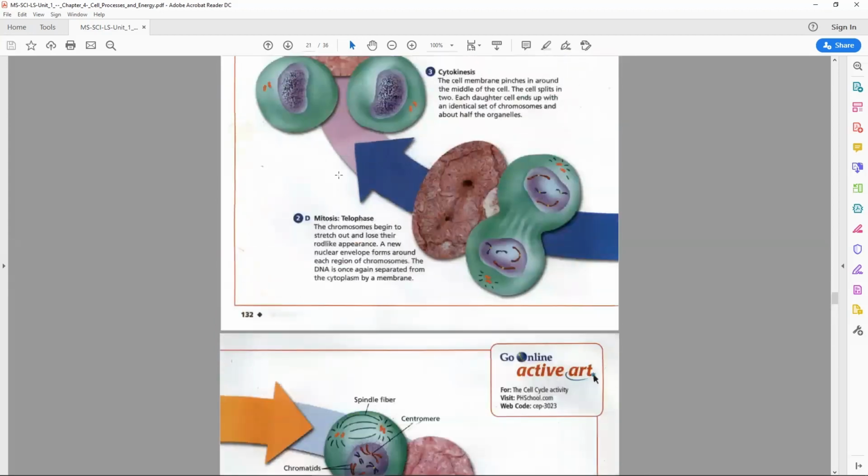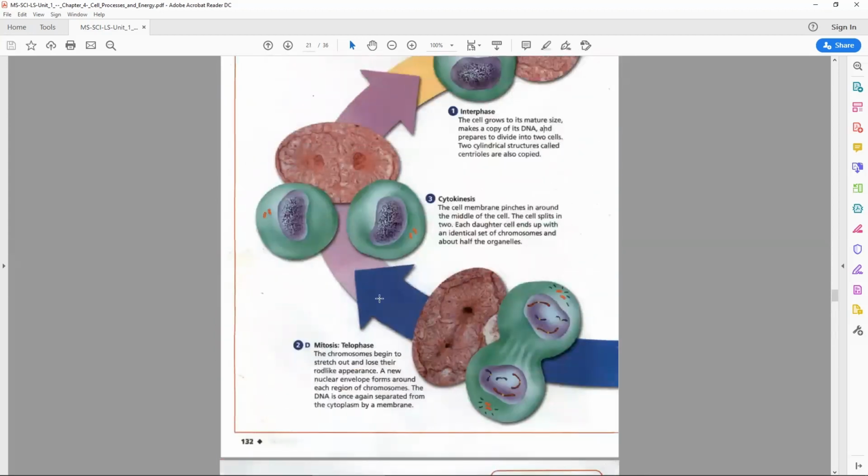And then we move to the fourth phase of mitosis, the telophase. The chromosomes begin to stretch out and lose their rod-like appearance, and a new nuclear envelope forms around each region of the chromosomes. The DNA is once again separated from the cytoplasm by a membrane. So a nuclear envelope forms around each set, each copy. And you see an image over here with basically two nuclei forming.